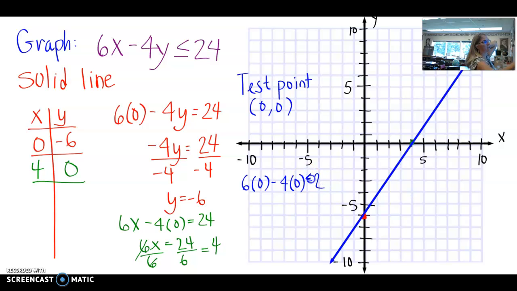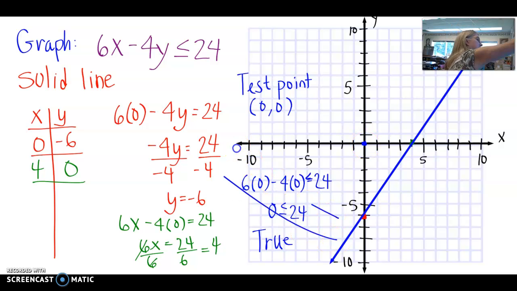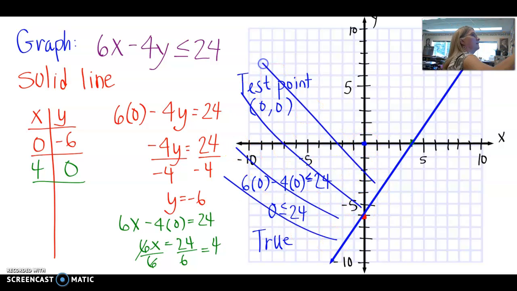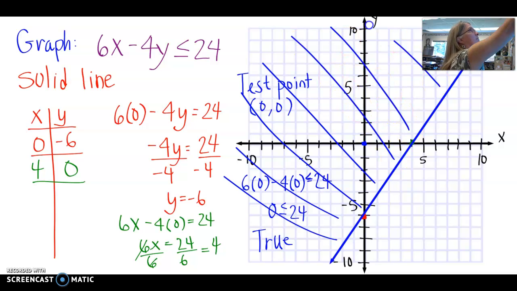Oops, don't change it to an equal sign. Is that less than or equal to 24? 0 minus 0 is 0. 0 is less than or equal to 24. This point is part of the solution. It's true. So since it's true, we're going to shade the half plane that contains the point (0, 0), which is right here. So we're going to shade this half up here above the line.